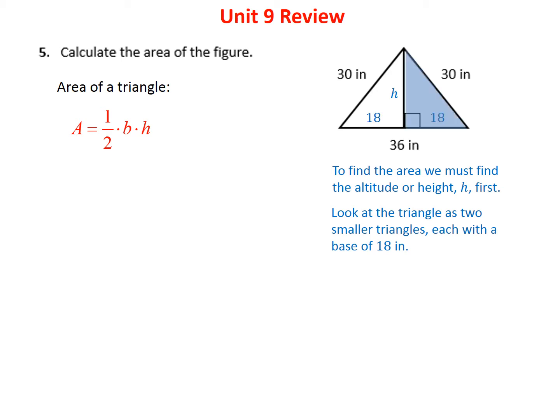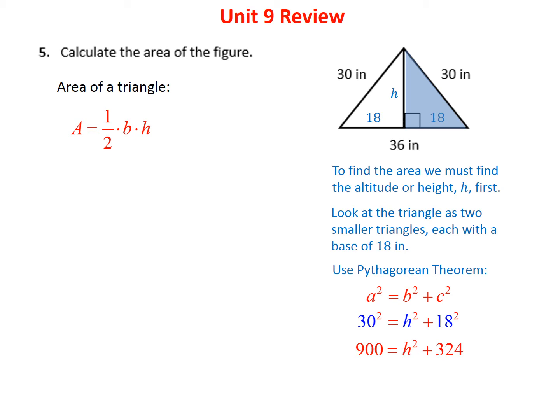the one on the right. And I can see, since the 36 is split in half, that this side is 18, this side is 18. I know that because this is an isosceles triangle, and since they're both 30, these two sides will be split in half. So now I can use my Pythagorean theorem to say a squared plus b squared is c squared. In this case, the hypotenuse 30 squared is going to equal h squared plus 18 squared.